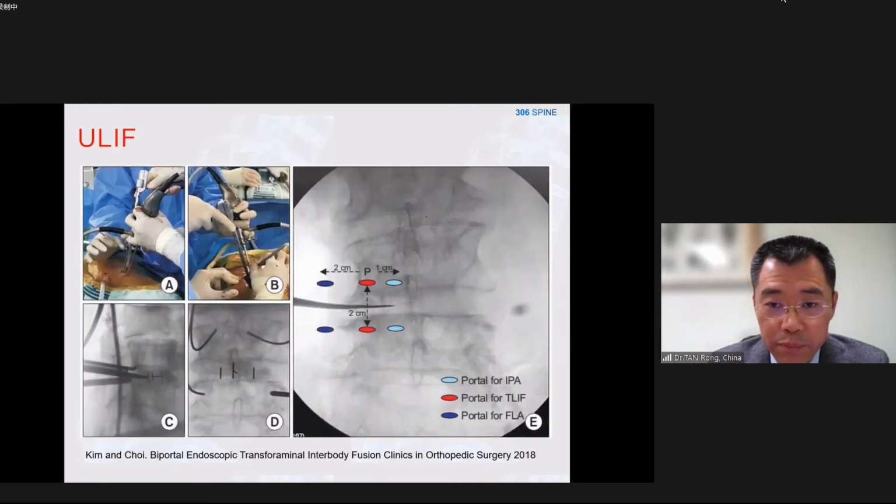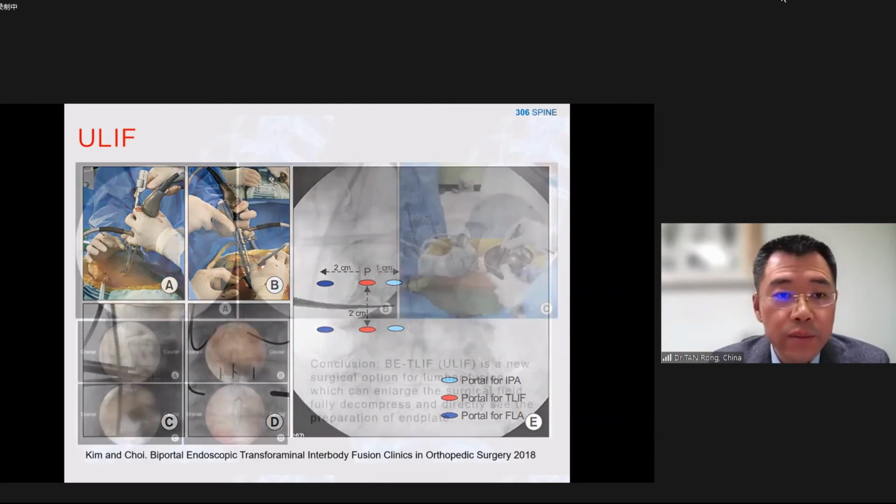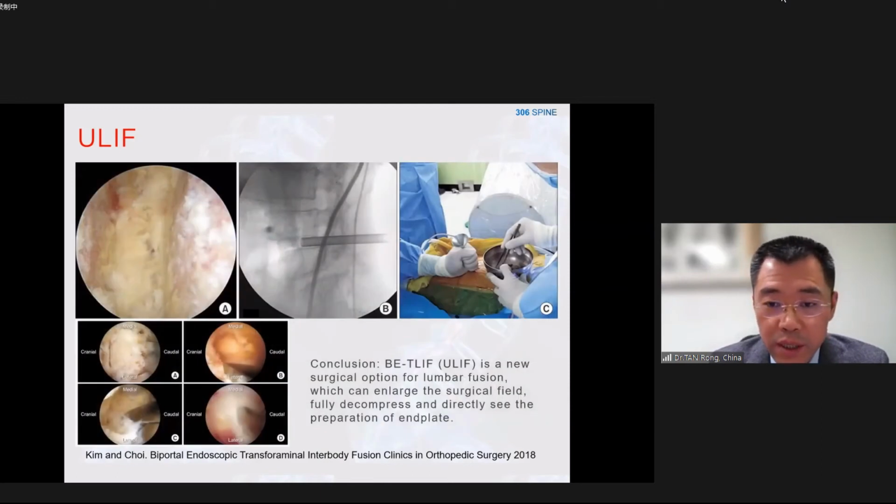These pictures show how to choose the incisions. For TLIF, use the line with red color. I usually use the outer line of the pedicle. The conclusion is that ULIF is a new surgical option for the lumbar spine, which can enlarge the surgical field, fully decompress, and directly see the preparation of the end plate.